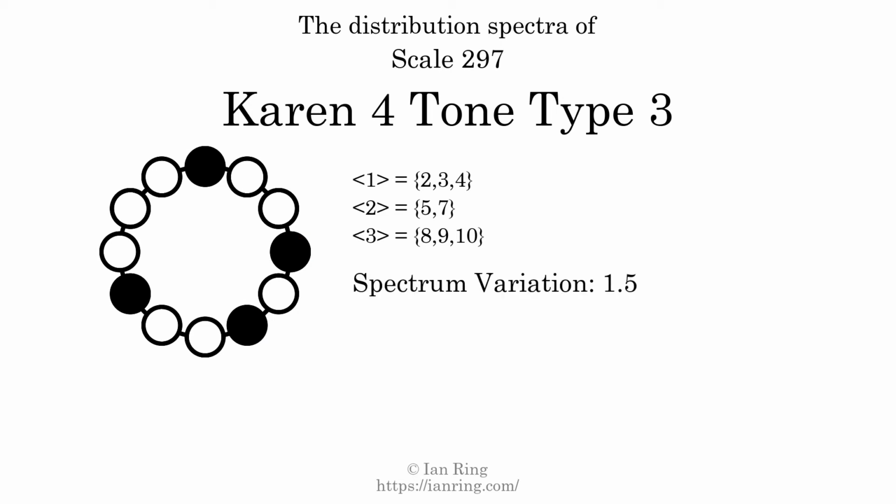The spectrum variation is the sum of all the widths, divided by the number of tones. The spectrum variation of this scale is 1.5. Since the variation is greater than 0, this indicates that the scale is not perfectly even. The highest spectrum width is 2. Since this is greater than 1, we know that this scale is not maximally even.